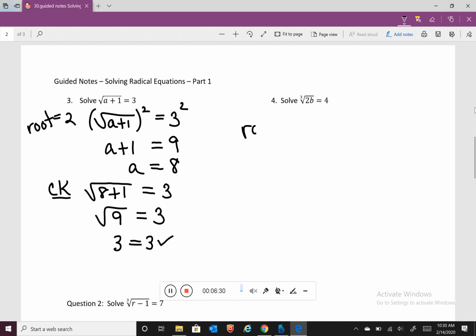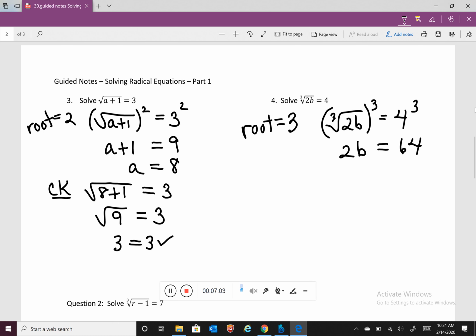For question number 4, we need to recognize that the root is not 2. It is 3 because this is a cubed root. And so we are going to take each side and raise it to the 3rd power. The cubed root of 2b cubed leaves us with the base of 2b. 4 cubed is 4 times 4 times 4, which is 16 times 4, which is 64. And then we need to solve for b.